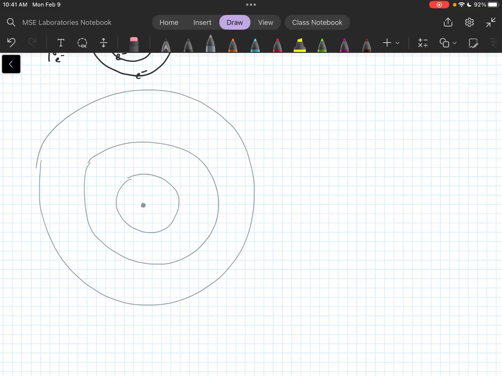Have you learned about quantum numbers? Sorry, do you want us to close that door? No, it's okay.